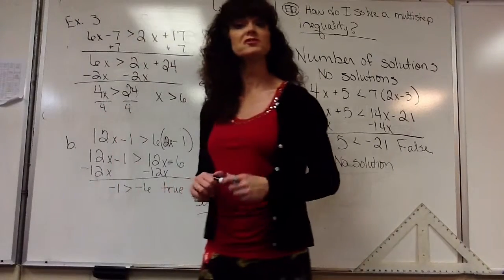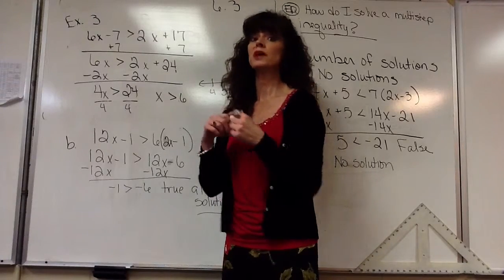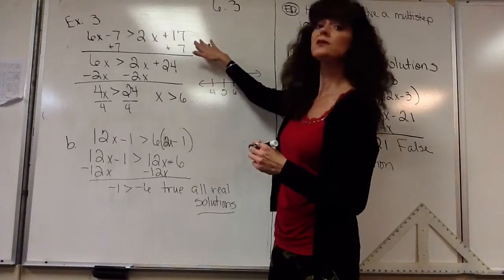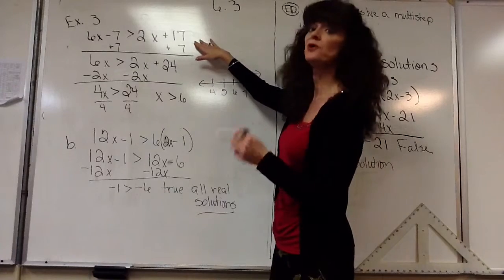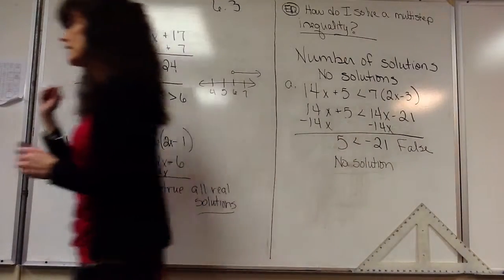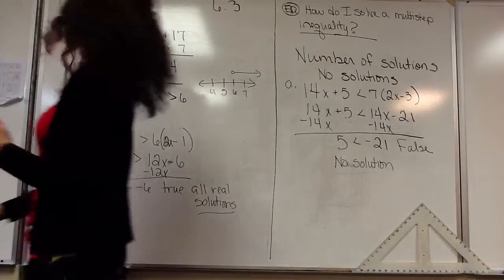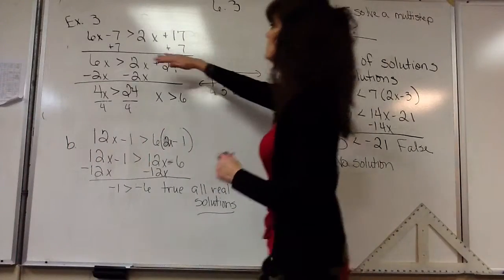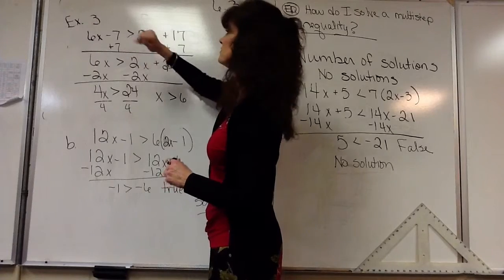Okay, we're still in section 6.3. We're going to look at solving an inequality when we have the x values on both sides. We're looking on page 370 at example 3. In this case we have 6x minus 7 is greater than 2x plus 17.